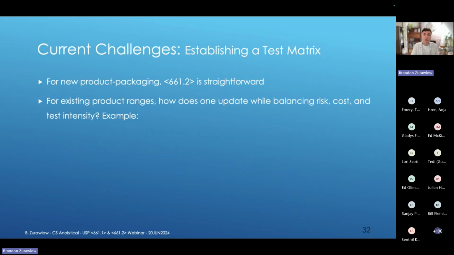And so for a new product package system, 661.2 is straightforward. Perform 661.2, that's perhaps overly simplified, but you're good to go. However, if you have an existing product range where you have dozens and dozens of SKUs of different package components that are mixed and matched for different types of products, how do you go about updating these test methods while balancing the actual risk to the product and the patient, but also cost and the intensity of testing?